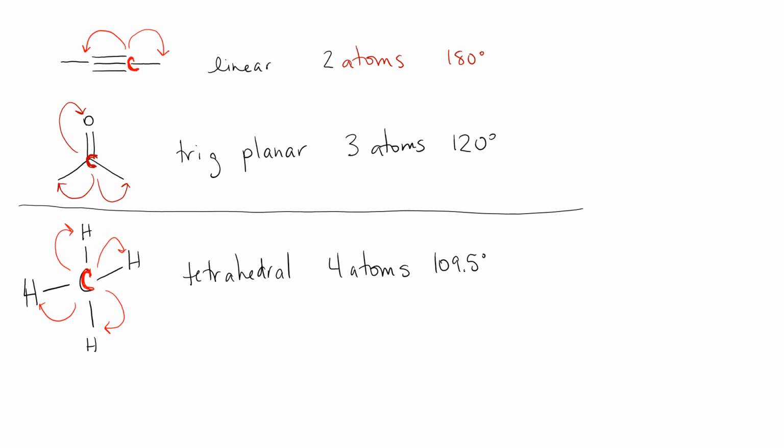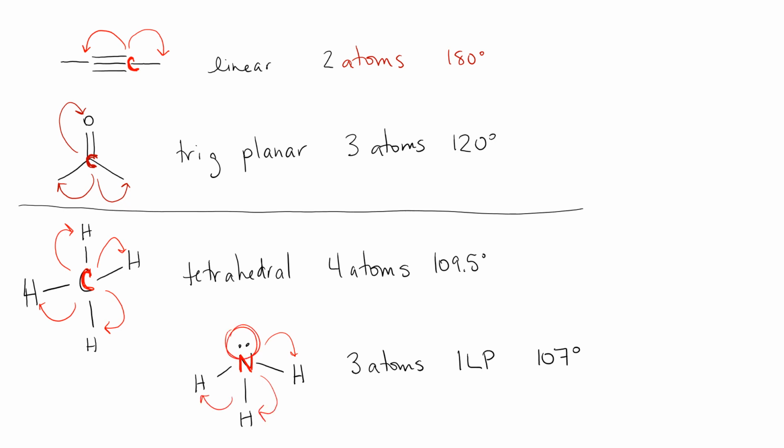Then you've got trigonal pyramidal. The best example for it is ammonia. You've got 3 atoms and 1 lone pair. That gives you a bond angle of 107 degrees. So again, we're going to focus in on this nitrogen atom. It's got 1, 2, 3 atoms and 1 lone pair. 4 things in total, things being atoms plus lone pairs. 3 atoms, 1 lone pair, trigonal pyramidal.